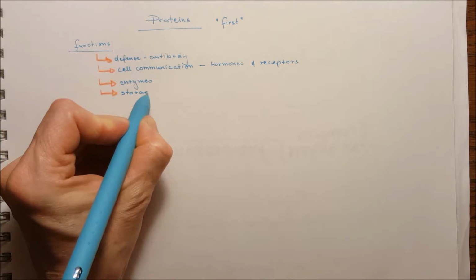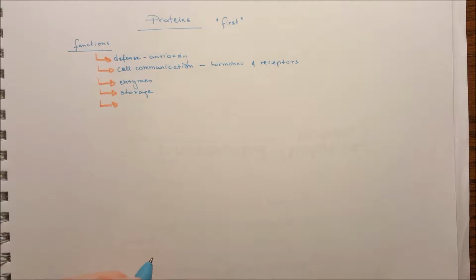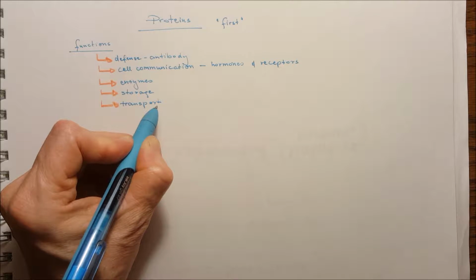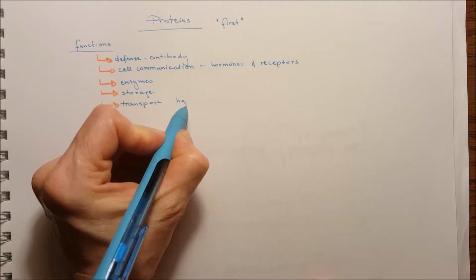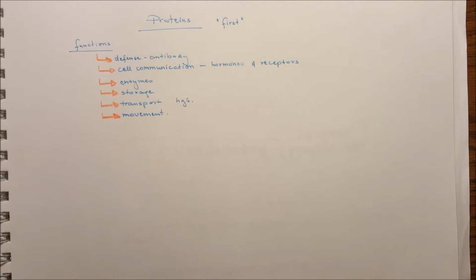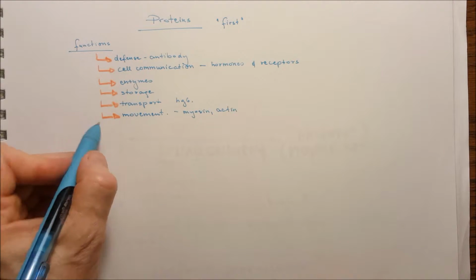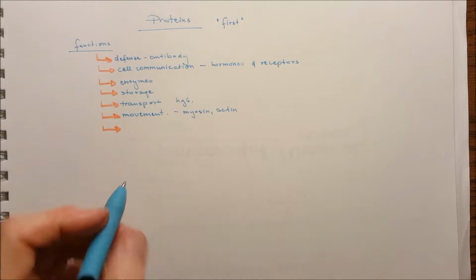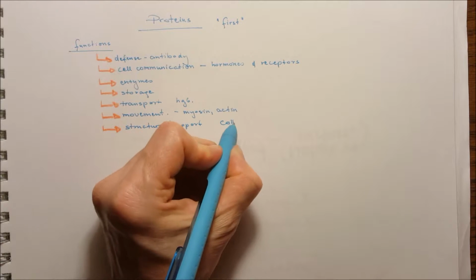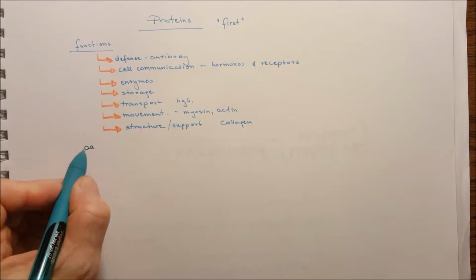They act as a storage for embryos, like in the form of albumin. They help with the transport, like hemoglobin for the oxygen and channel proteins for the active transport. They are part of the movement as actin and myosin, and they also are part of the structure to support different parts in the cell, like collagen and keratin.